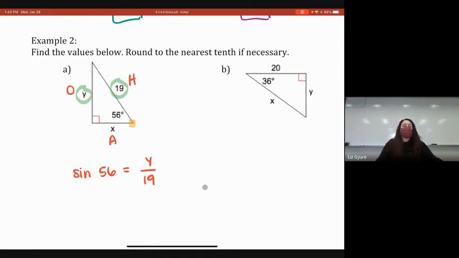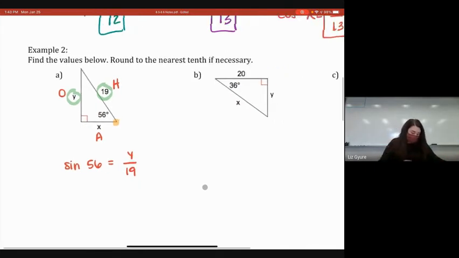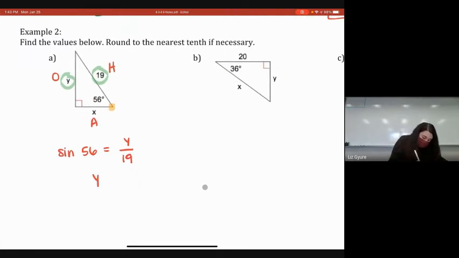What we technically do here is, and I will probably never write this again, I'm just showing you for the first time you've done it, you're basically doing y equals 19 times sine of 56. Picture it like you're cross multiplying a proportion. Does that make sense, why I'm multiplying the 19 by the sine 56? Yes? Okay. So now it's just a calculator problem.